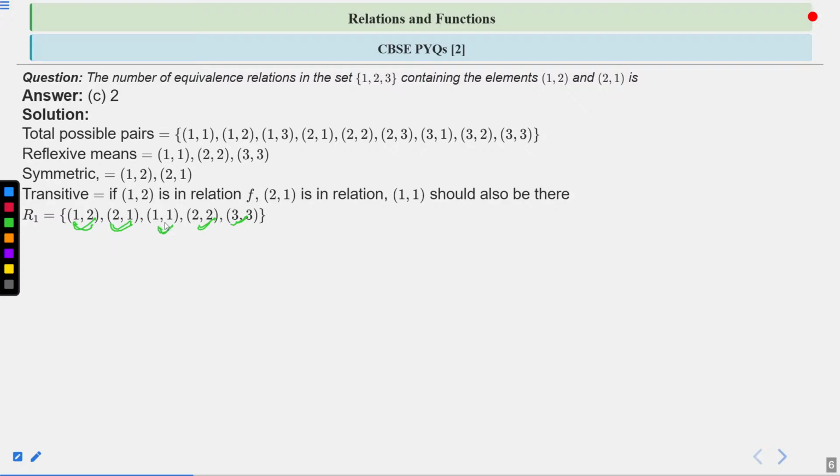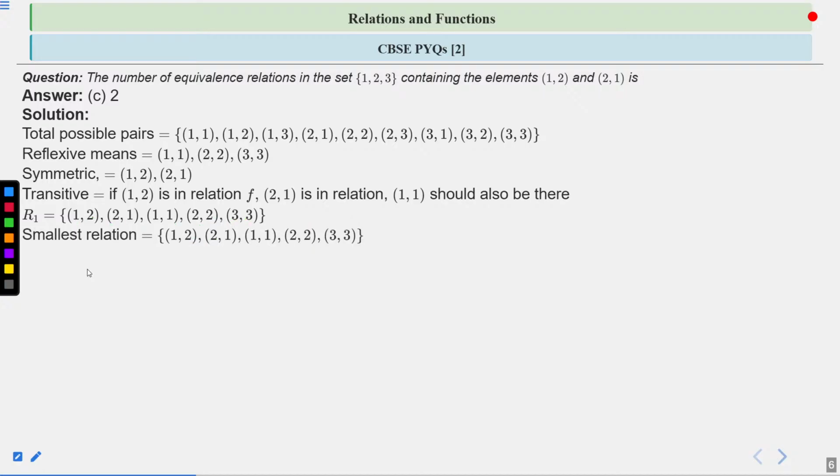For transitivity, you can check that. See, (1,1) is lying, (1,1) is lying and (1,2) is lying. Then what will be the next ordered pair for this to become transitive? (1,2) must lie, and (1,2) is already there. So for any ordered pair you check, all the conditions, reflexivity, transitivity and symmetricity, will be satisfied here. So that is relation R1. Let us try to make another relation which must be equivalent.